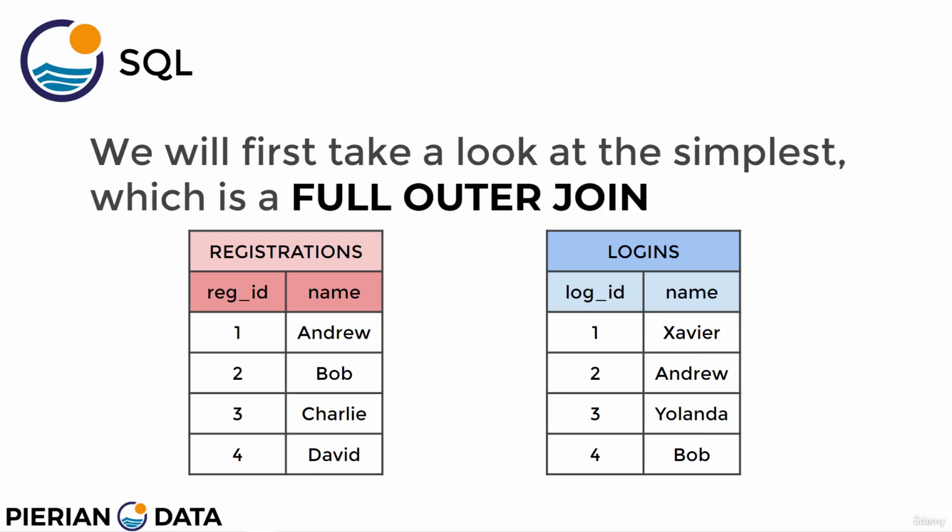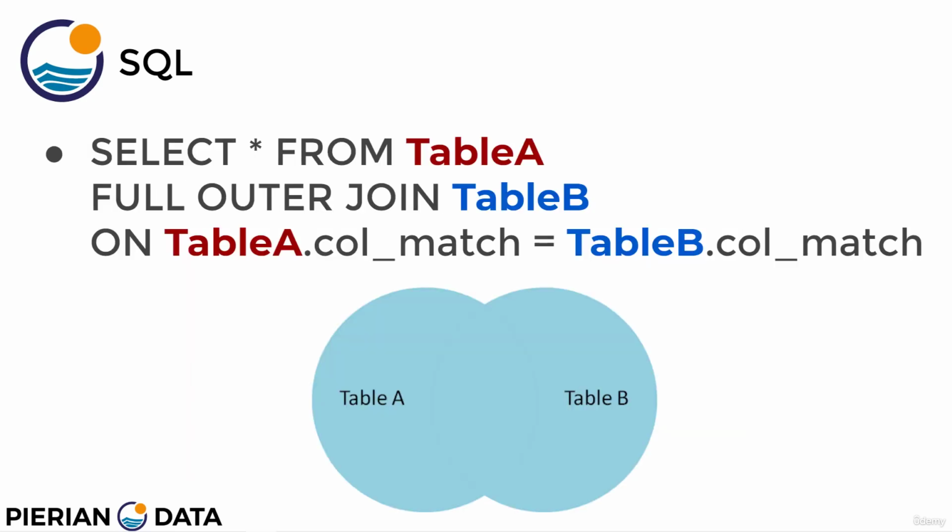We're first going to take a look at the simplest, which is a full outer join. And this actually might be even easier to understand than an inner join. A full outer join just grabs everything. So the syntax is select all the columns from table A, do a full outer join of table B, on wherever that column match occurs, from table A dot column match equal to table B dot column match. It's essentially just grab everything, whether it's present in both tables or present in only one table.